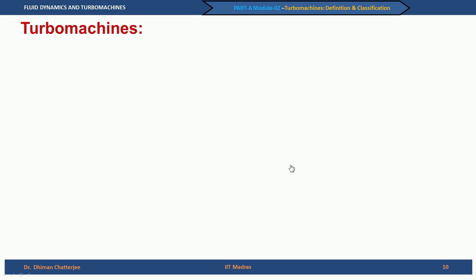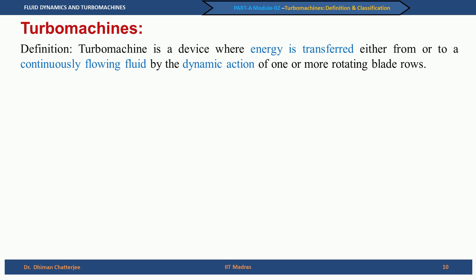So, let us come to the definition of turbo machines. This definition is very important. So, let us look at the definition more carefully. Turbo machine is a device where energy is transferred either from or to a continuously flowing fluid by the dynamic action of one or more rotating blade rows.